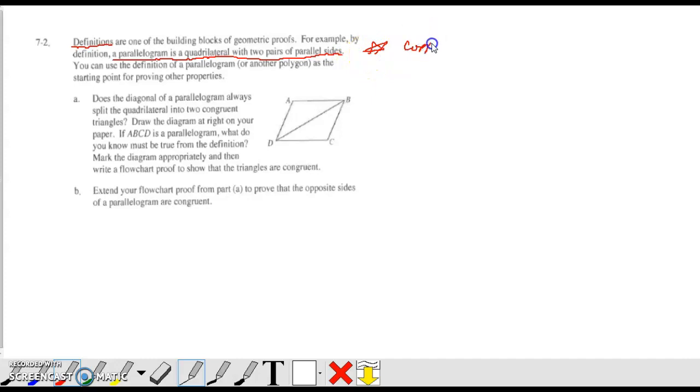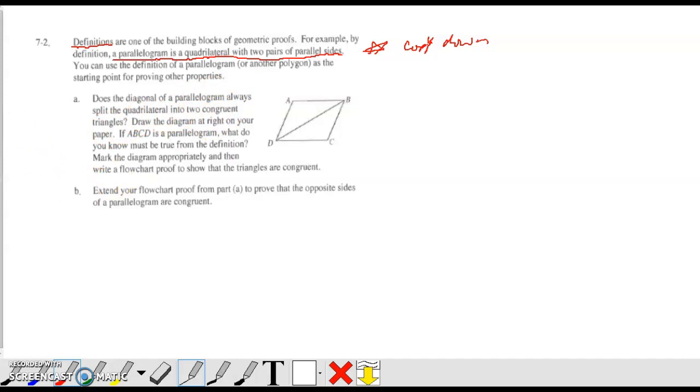So definitely copy down, the definition of a parallelogram is two pairs of parallel sides, right? So we can definitely use that information, okay? If we look at this, we can start using that to prove other properties. Does the diagonal of a parallelogram always split our quadrilateral into two congruent triangles?